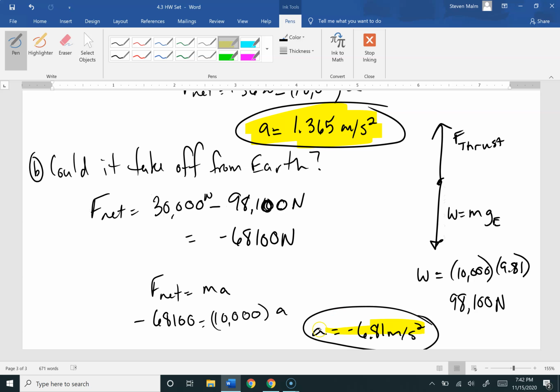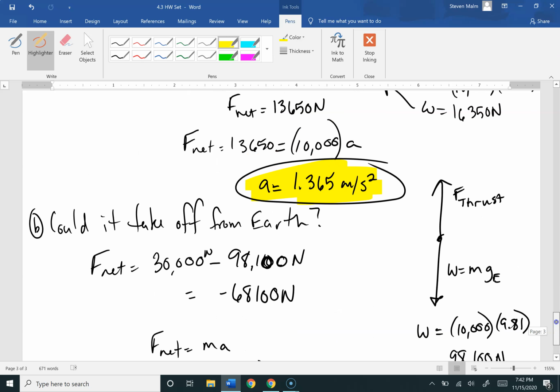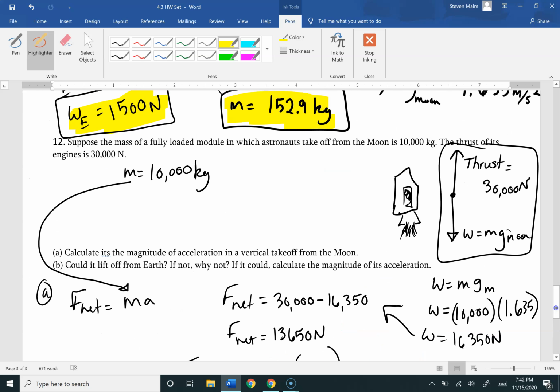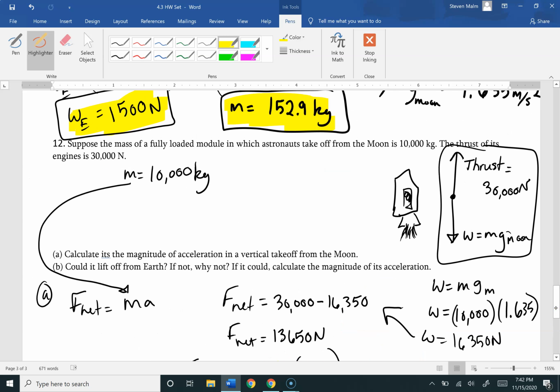In our particular case, acceleration has to be positive in order to have the rocket speed up fast enough to leave the atmosphere. And so in this particular case, the rocket's not speeding up, it's slowing down. So this would not be able to even escape the Earth's gravity at this point. In order for that to happen, whatever this weight force was would have to be lower than the magnitude of the thrust force. Okay? All right, so that's the end of those 3 problems.